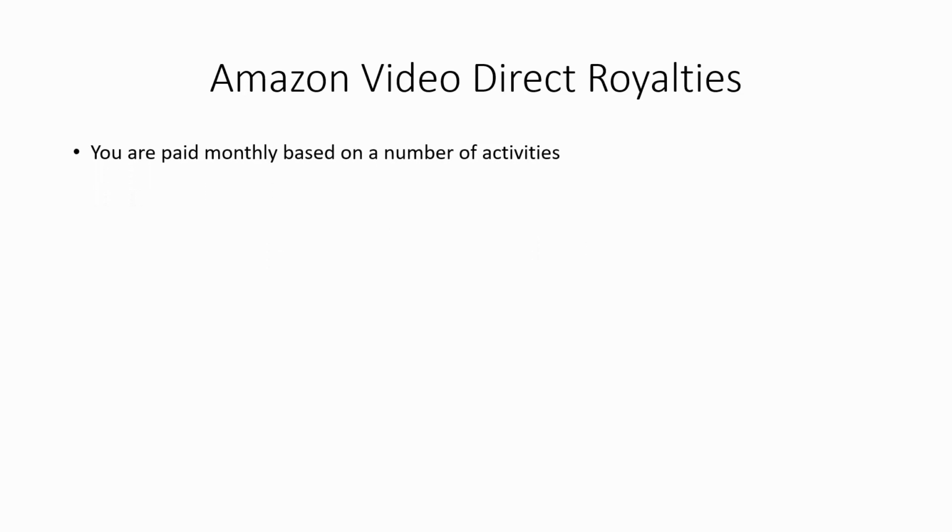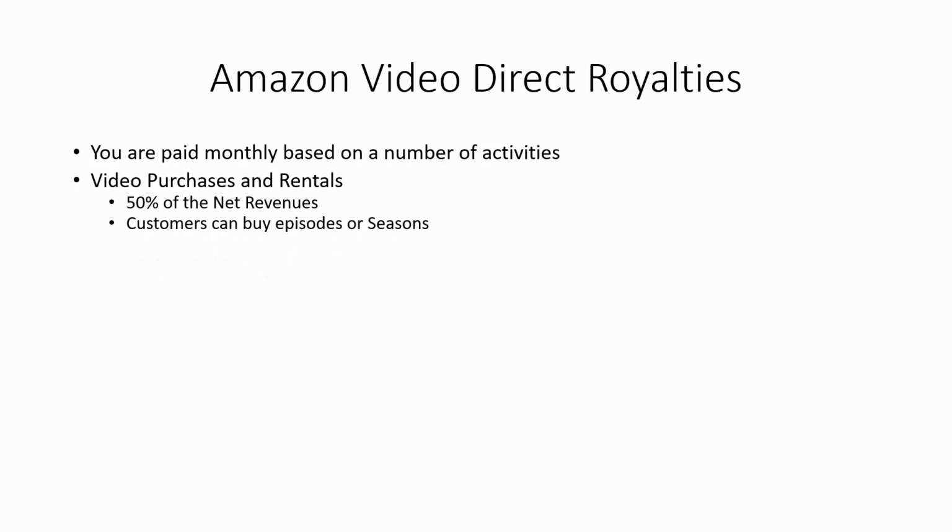Now, you are going to be paid monthly based on a number of different activities altogether. First, you're going to be paid for video purchases and rentals. You'll be paid 50% of the net revenues of purchases and rentals. Now, customers can buy episodes or seasons, and if they decide to purchase a season later, any episodes they purchased will count toward their actual purchase. They'll get the entire season at a discount.